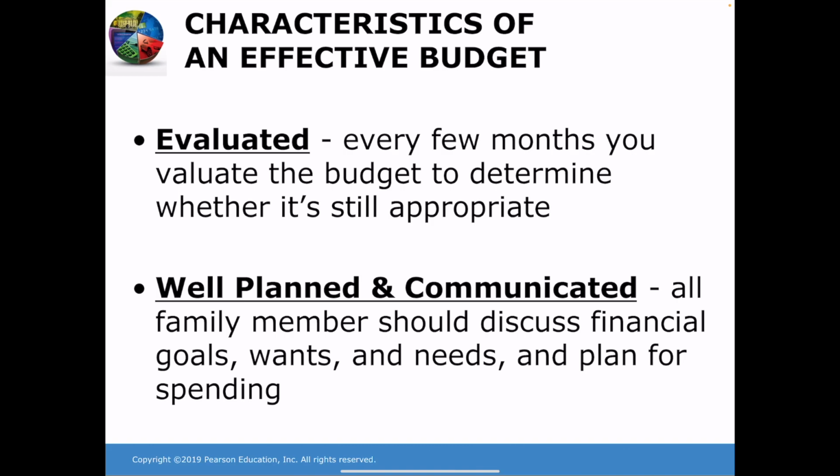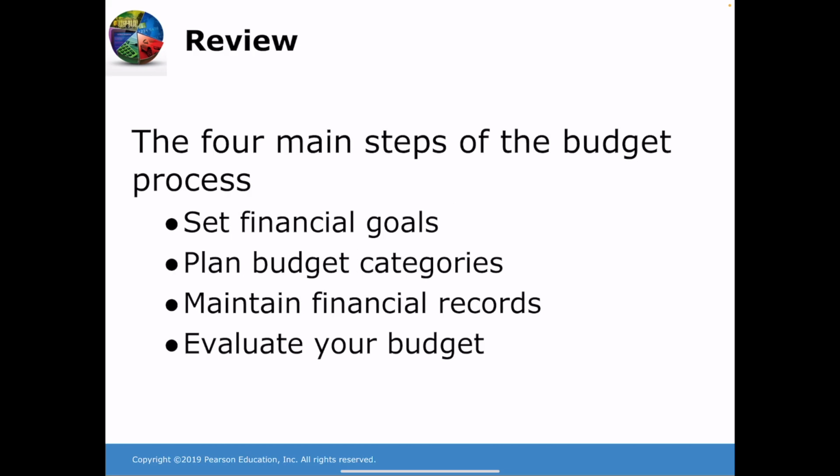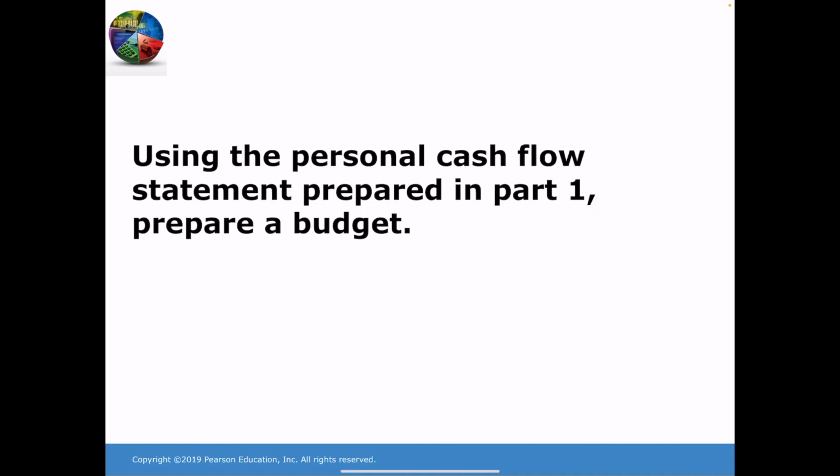Again, we talked a little bit about this before, about communicating it with your family so everybody's on board with it. And a simple format. If it's too detailed and too difficult to understand, family members may not be willing to use the spending plan. So just as a review, the 4 main steps of the budget process: we set our financial goals, we plan budget categories, we maintain financial records, and then we evaluate the budget.